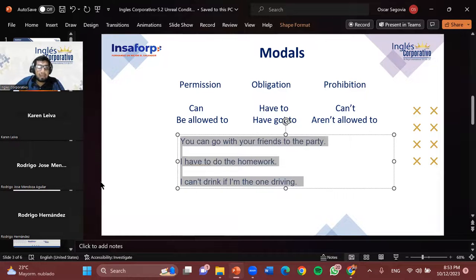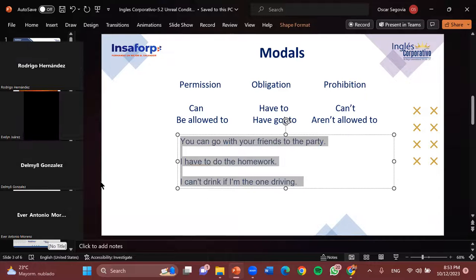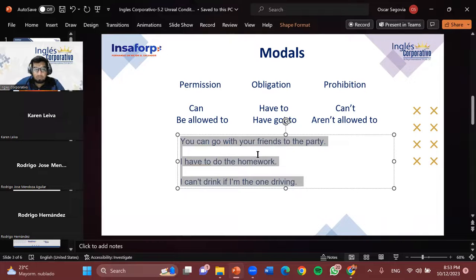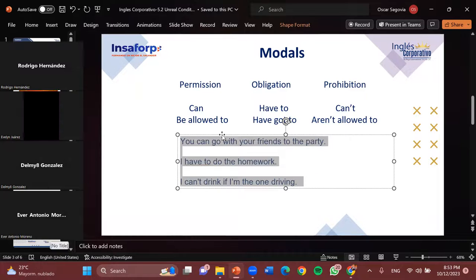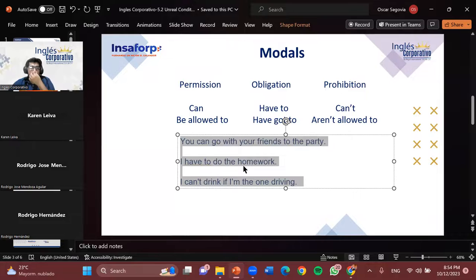All right. How about we hear from Delmi? In your case, Delmi, do you have your examples? Yeah, seems like we're not getting them right now. How about in the case of Ever? Do you have your examples? Okay, seems like not at the moment either. In the case of Rodrigo Hernandez, how about you, Rodrigo? Do you have your examples?